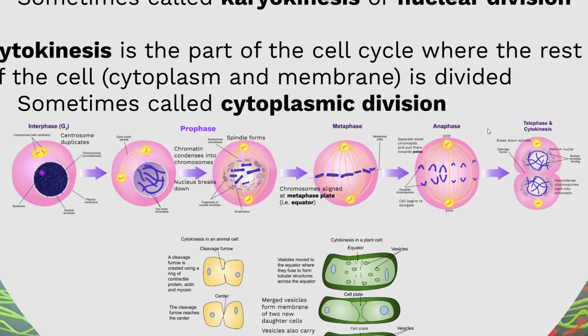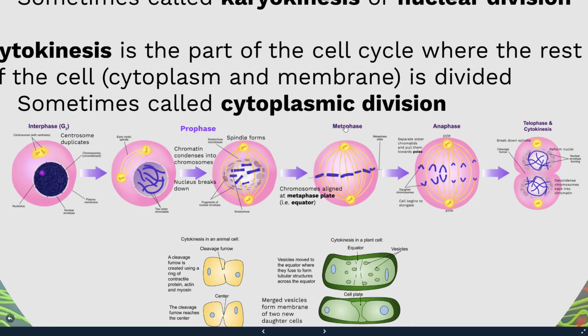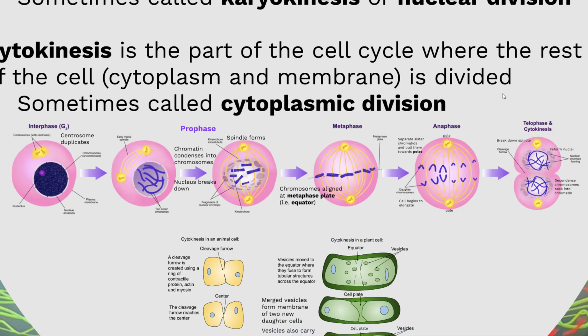Okay. Mitosis gets divided up into 4 stages. We have prophase, metaphase, anaphase, and telophase. Those are the 4 stages of mitosis. It's all just different parts of dividing up our DNA: prophase, metaphase, anaphase, and telophase.